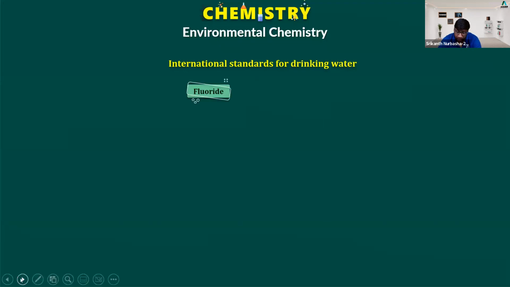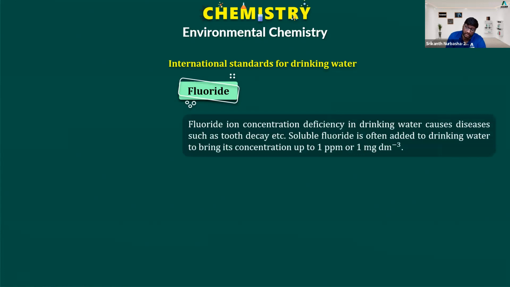International standards for drinking water for fluoride ion, and for different kinds of ions: what is the limit? Up to what limit we can have that particular element or metal ion or any type of ion is given by the international standards. Fluoride ion concentration deficiency in drinking water causes diseases such as tooth decay. Soluble fluoride is often added to drinking water to bring its concentration up to 1 ppm or 1 gram per decimeter cube. What do you mean by this?